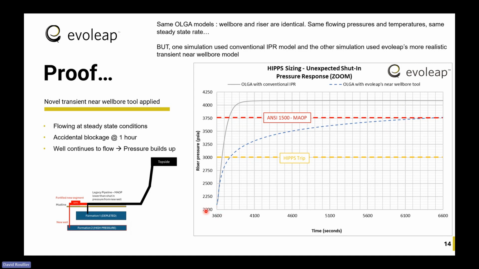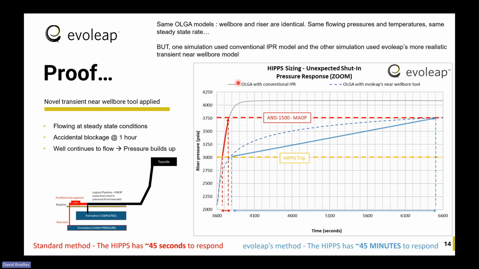So at the closure initiation, which is at 1 hour, we're looking at the pressure trends. So the required HIPPS trip time is roughly 45 seconds if you consider our conventional approach, but the real time that you would need to really build up pressure all the way to that ANSI 1500 is more like 45 minutes, okay? So this can be a major difference in terms of feasibility and cost for designing your HIPPS. Okay, I hope this was clear.